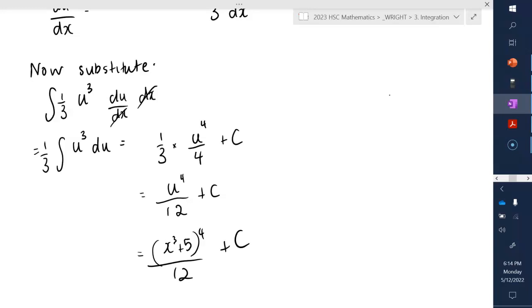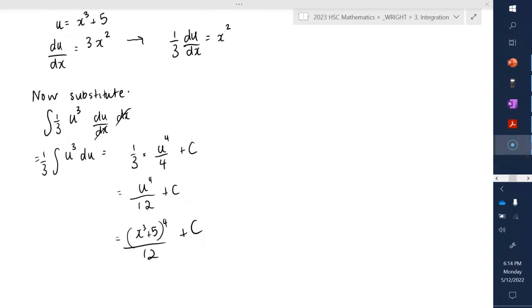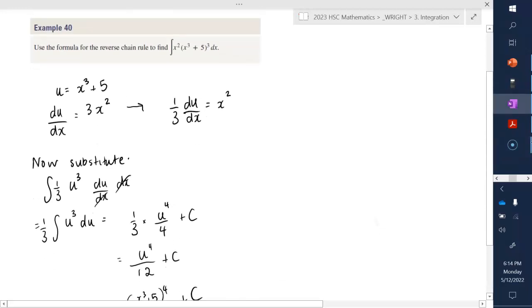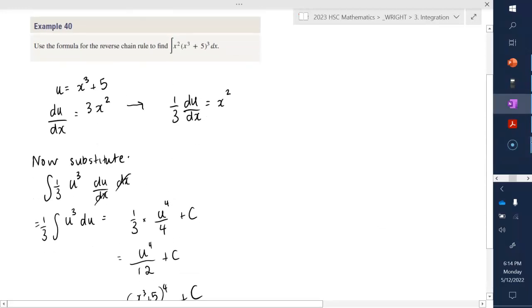People are able to do these without the substitution, and if you can see that, that is fine. Personally, I like the substitution because there's little thought necessary. As long as you've got u, the rest of it will fall out nice and neatly. So that's my preferred method. You can do it another way. That is fine.